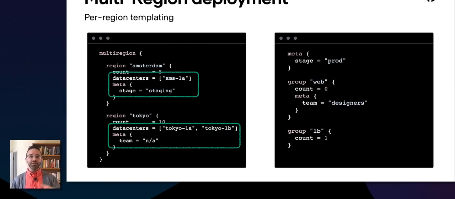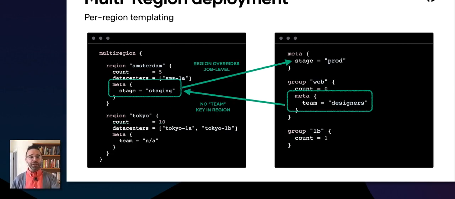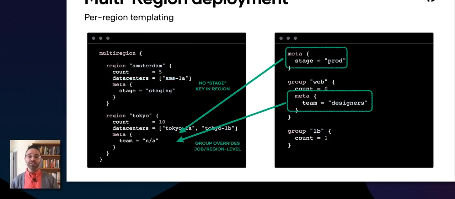We can also see that we have different data centers set for each region and a meta stanza. Job specs have a meta stanza at the task, group, and job level. This is already existing. So for multi-region, we add the regional level meta. And meta stanzas are applied in order, right? So the task meta overlays the group meta overlays the per region meta, and per region meta overlays the job level meta.